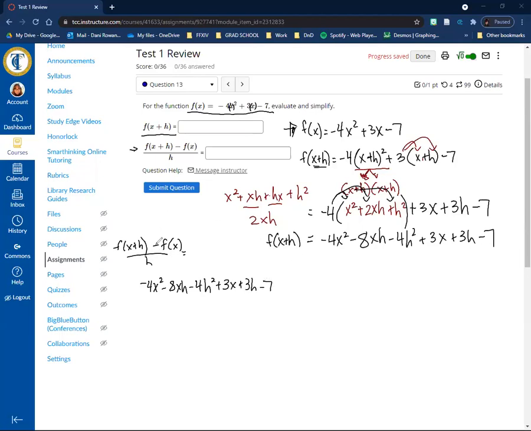Okay. And what we're subtracting is our f of x, which was given to us, right? Remember when you're doing this part to put this in parentheses because you're subtracting this whole thing. So this is -4x squared plus 3x minus 7. And all of this is over h.